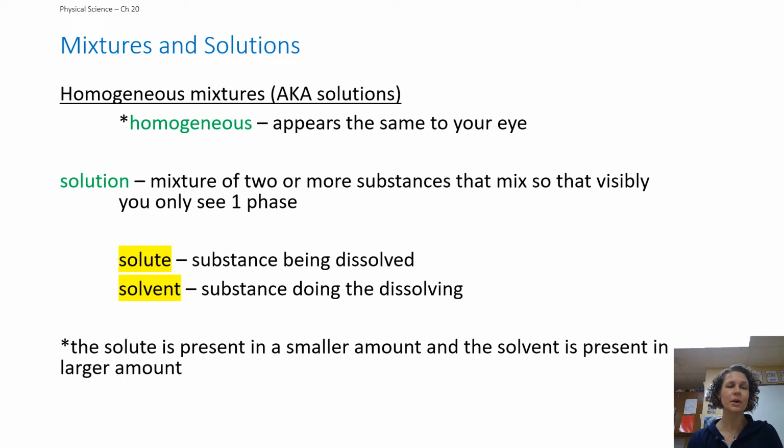So first of all, a solution is a type of mixture. It is homogeneous, which means that to your eye, if you are looking at it, it all appears the same. Even though you have two different substances in there, one of them at least dissolves so well or mixes so well that visibly you only see one phase.